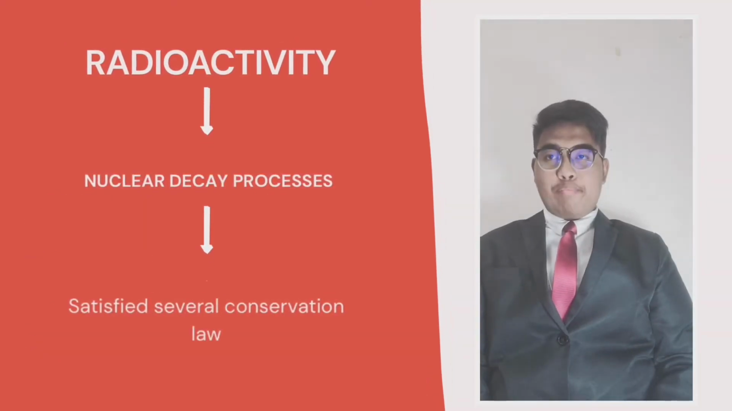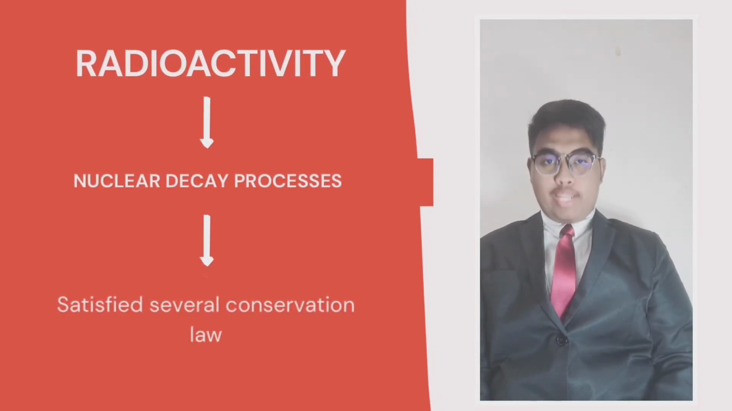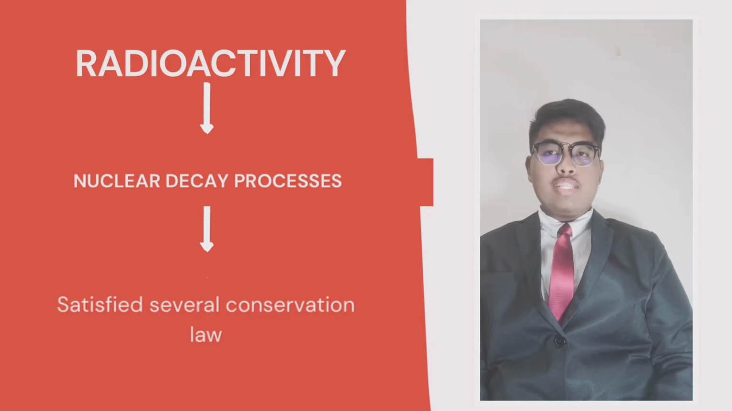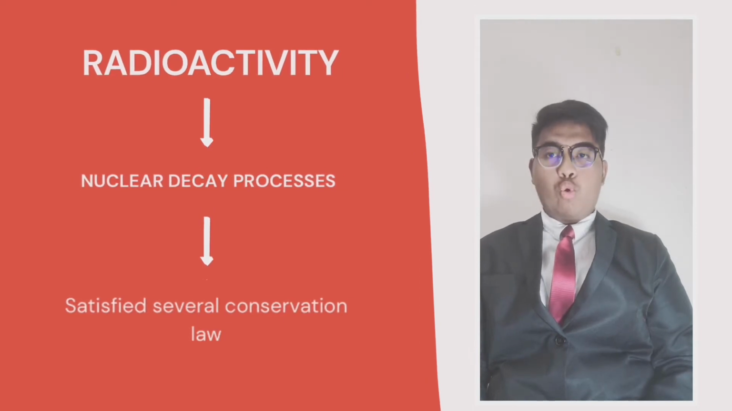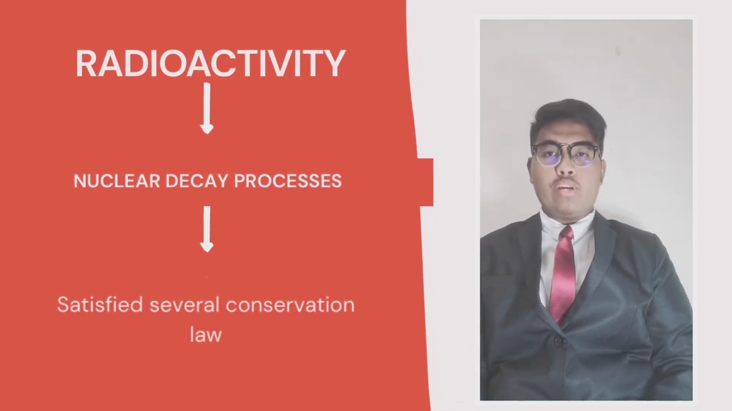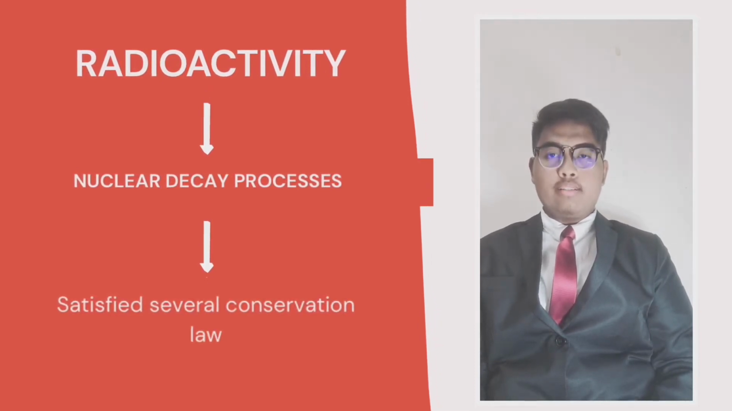Nuclear decay processes must satisfy several conservation laws, meaning that the value of a conserved quantity after the decay, taking into account all the decay products, must equal the same quantity evaluated for the nucleus before the decay. Conserved quantities include total energy, electrical charge, linear and angular momentum, number of nucleons, and the atomic number.